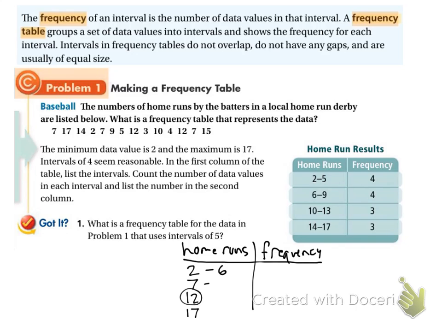So if this one starts with 12, this one's going to go to 11. This one starts with 17, this one's going to go to 16. This one you have to count on your hand again. So 17, 18, 19, 20, 21.